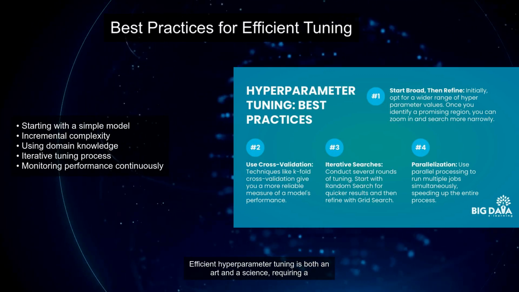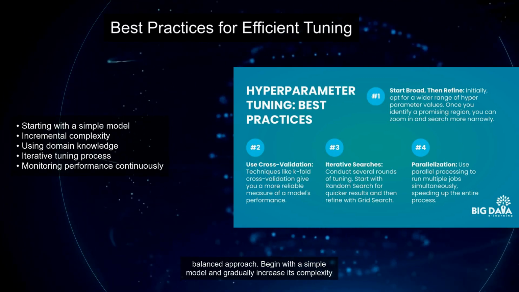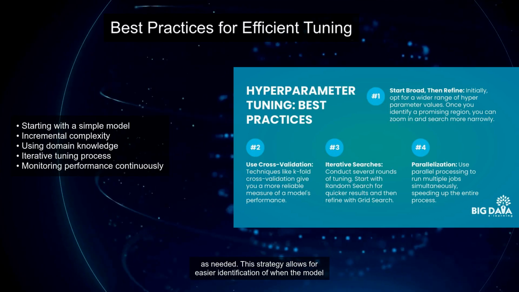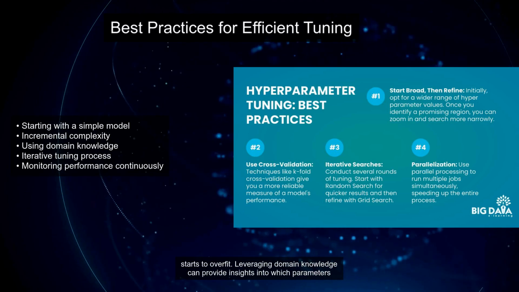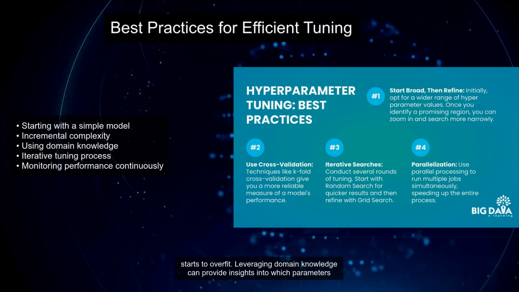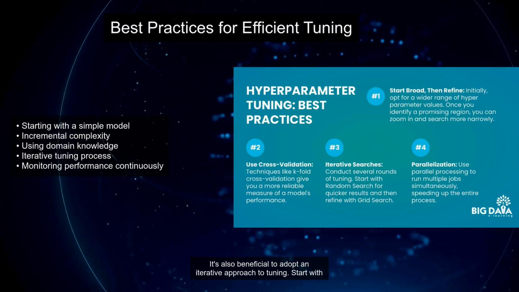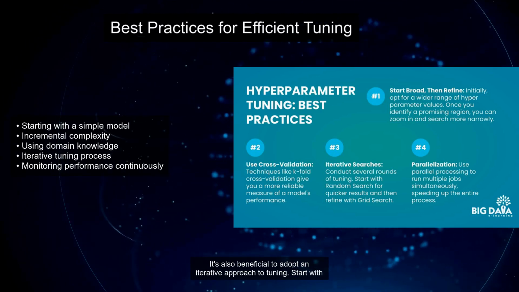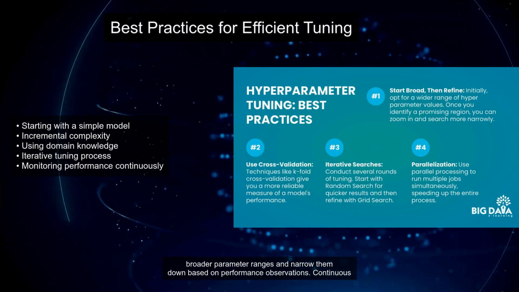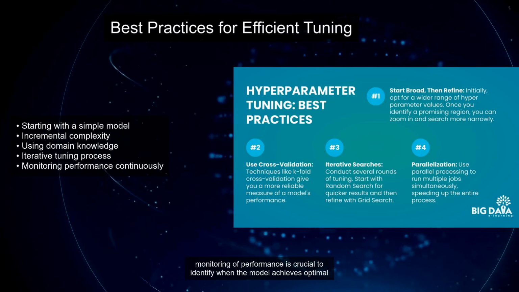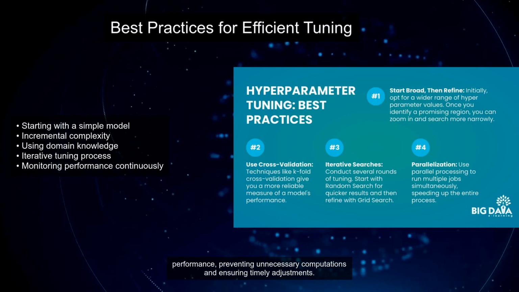Efficient hyperparameter tuning is both an art and a science, requiring a balanced approach. Begin with a simple model and gradually increase its complexity as needed. This strategy allows for easier identification of when the model starts to overfit. Leveraging domain knowledge can provide insights into which parameters might be most influential for a given problem, guiding the tuning process. It's also beneficial to adopt an iterative approach to tuning. Start with broader parameter ranges and narrow them down based on performance observations. Continuous monitoring of performance is crucial to identify when the model achieves optimal performance, preventing unnecessary computations and ensuring timely adjustments.